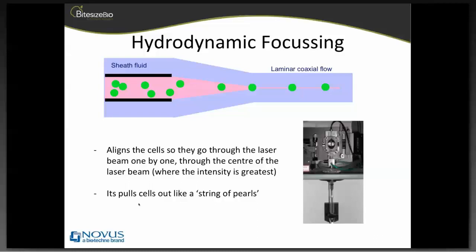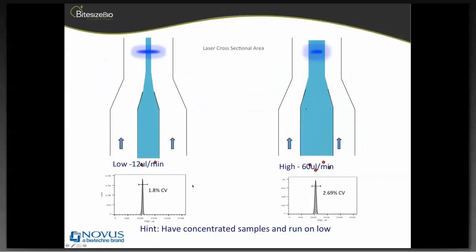So the hydrodynamic focusing actually pulls the cells out like a string of pearls to ensure each cell goes to the laser beam one by one. Here's a little animation of how this works. If we are running our cells on low speed, we have a tight core of sample in the middle, and the cells are going through the middle of the laser beam.